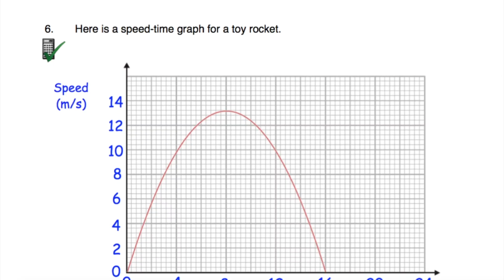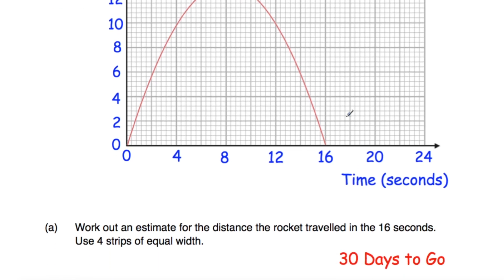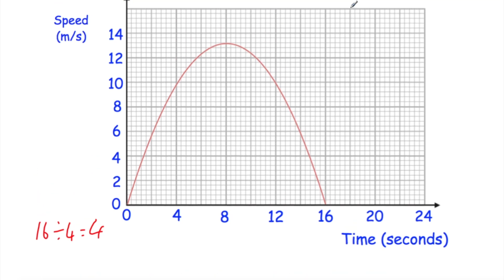Okay, question number 6. Question number 6 is this area under the graph question. So we've got the speed time graph, and we need to estimate the distance travelled by the rocket. So that means we need to work out the area under the graph. And it says 4 strips of equal width, and because it's 16 seconds, if we do 16 divided by 4, that equals 4. So each of our strips is going to be 4 seconds wide.